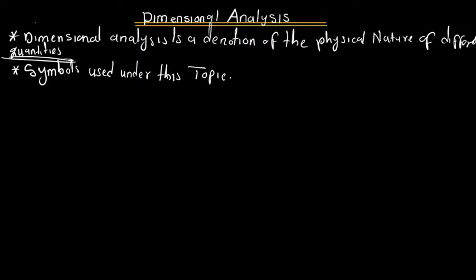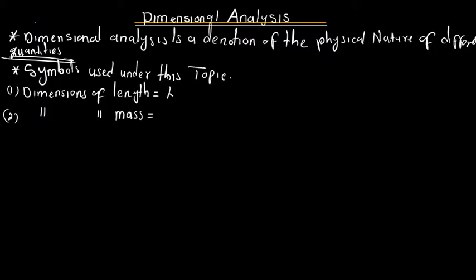Now, look at this. It's very important to understand that, number one, the dimensions of length are simply denoted by the letter L. The dimensions of mass are denoted by the letter M. Take note, the dimensions of time are denoted by the big letter T.